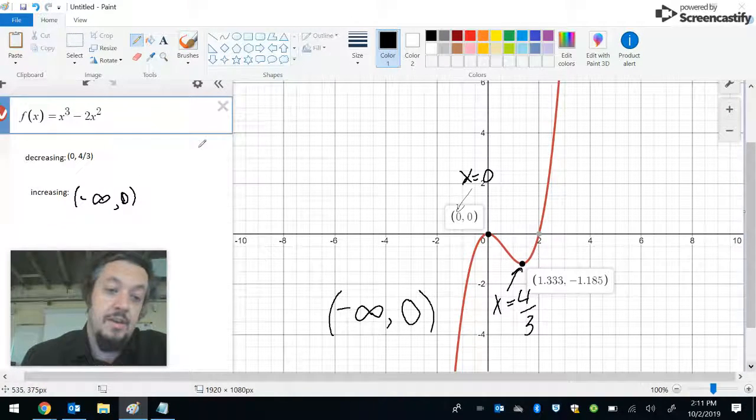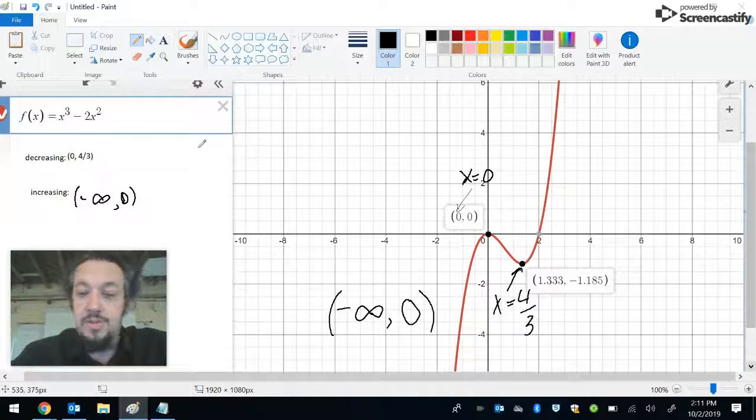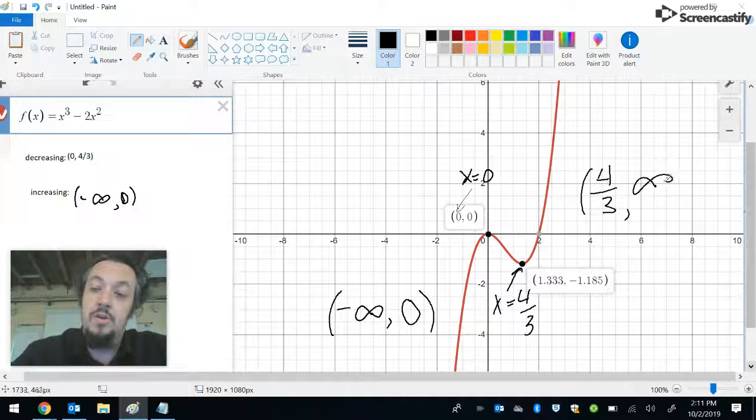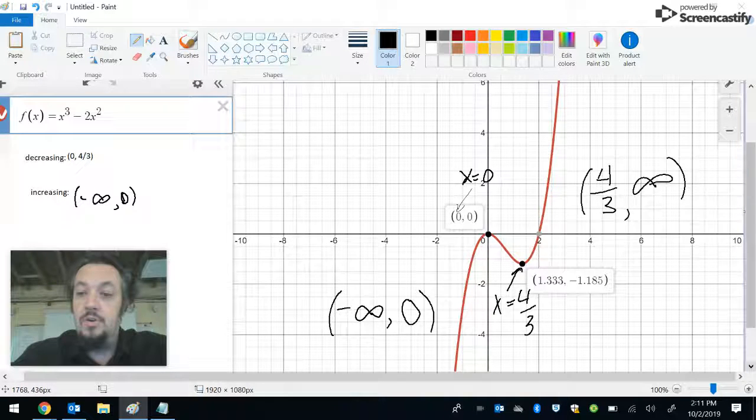Now, the next thing is we know that there's another interval over which this is increasing, right? It begins increasing again when x is 4/3. Of course, it doesn't increase at the point where x is 4/3. But it increases there, and then it continues doing so forever. And so it increases again from 4/3 to infinity.